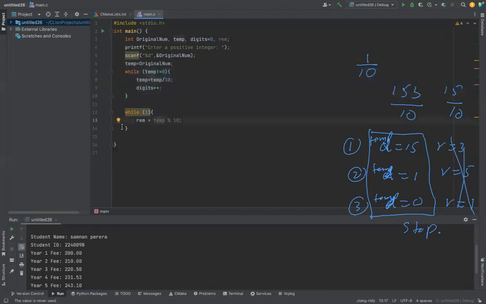Okay, but before you come to this iteration, what you have to do? You have to get the original value to the temp variable. The original value is in the original num variable. Therefore, again, before you use this iteration, we have to set temp equal to original number.